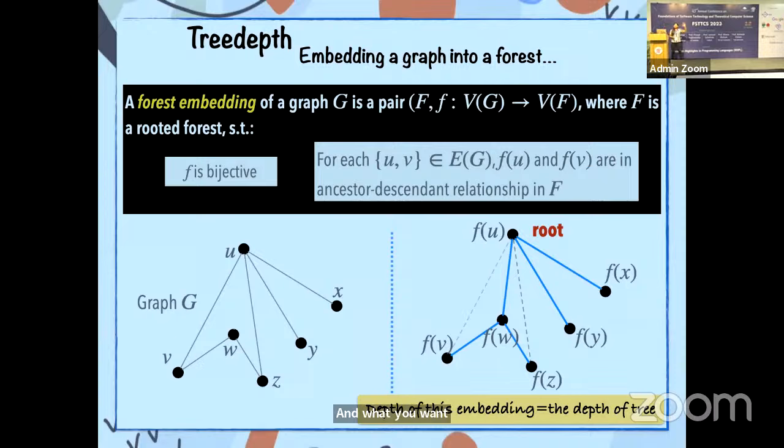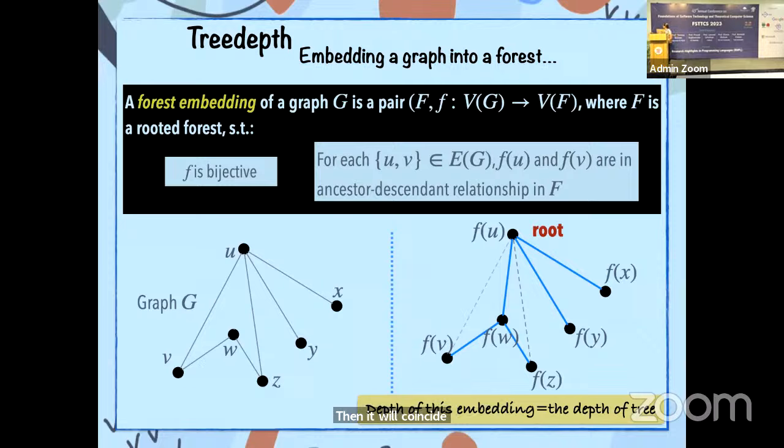You want to map the vertices of the graph to the vertices of the tree in a bijective way, so that if you look at any edge in your original graph, say an edge UV, then they lie in a root to leaf path. Okay, so you can convince yourself that if you played the game that we saw in the previous slides, it will coincide with this definition of decomposition.